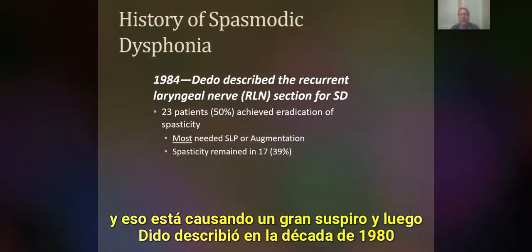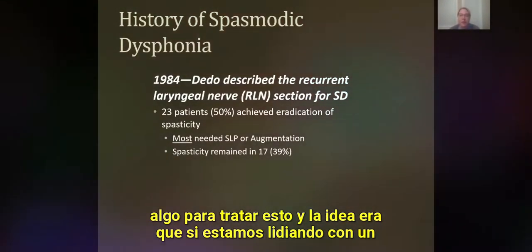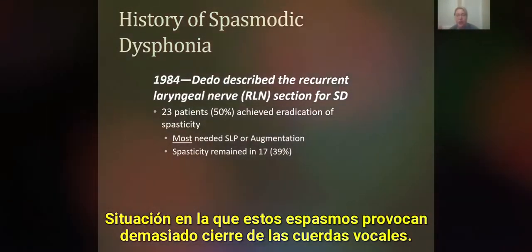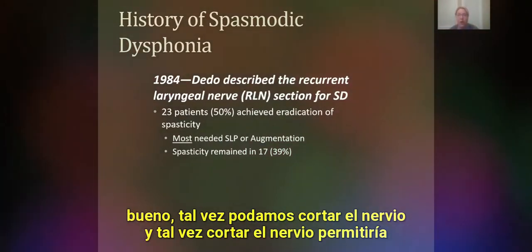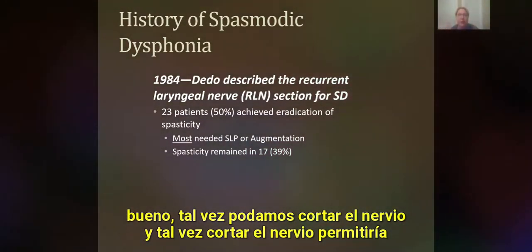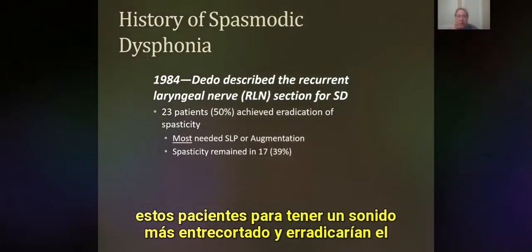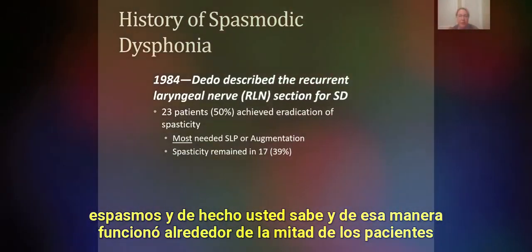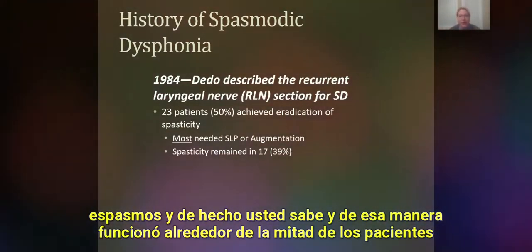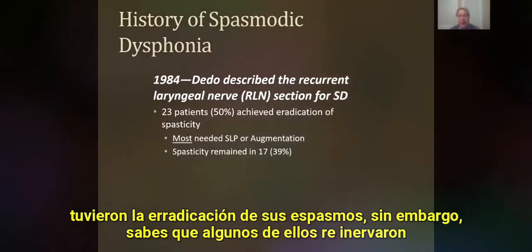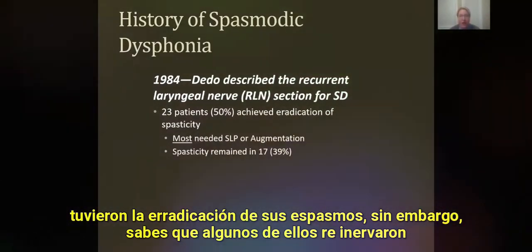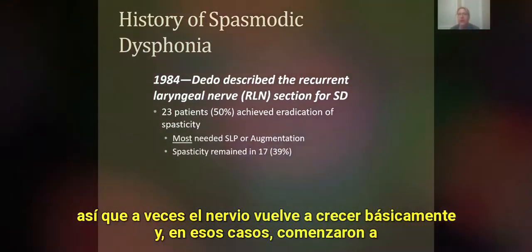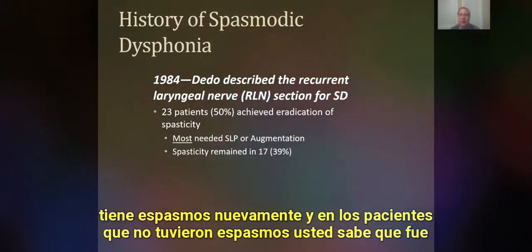And then Dedo described back in the 1980s something to treat this. And the thought was that if we're dealing with a situation where the spasms are causing too much closure of the vocal cords, well, maybe we can just cut the nerve. And maybe cutting the nerve would allow these patients to have more of a breathy sound, and they would eradicate the spasms. And in fact, in that way, it did work. About half the patients had eradication of their spasms. However, some of them did re-innervate. So sometimes the nerve regrows, basically. And in those cases, they did begin to have spasms again.